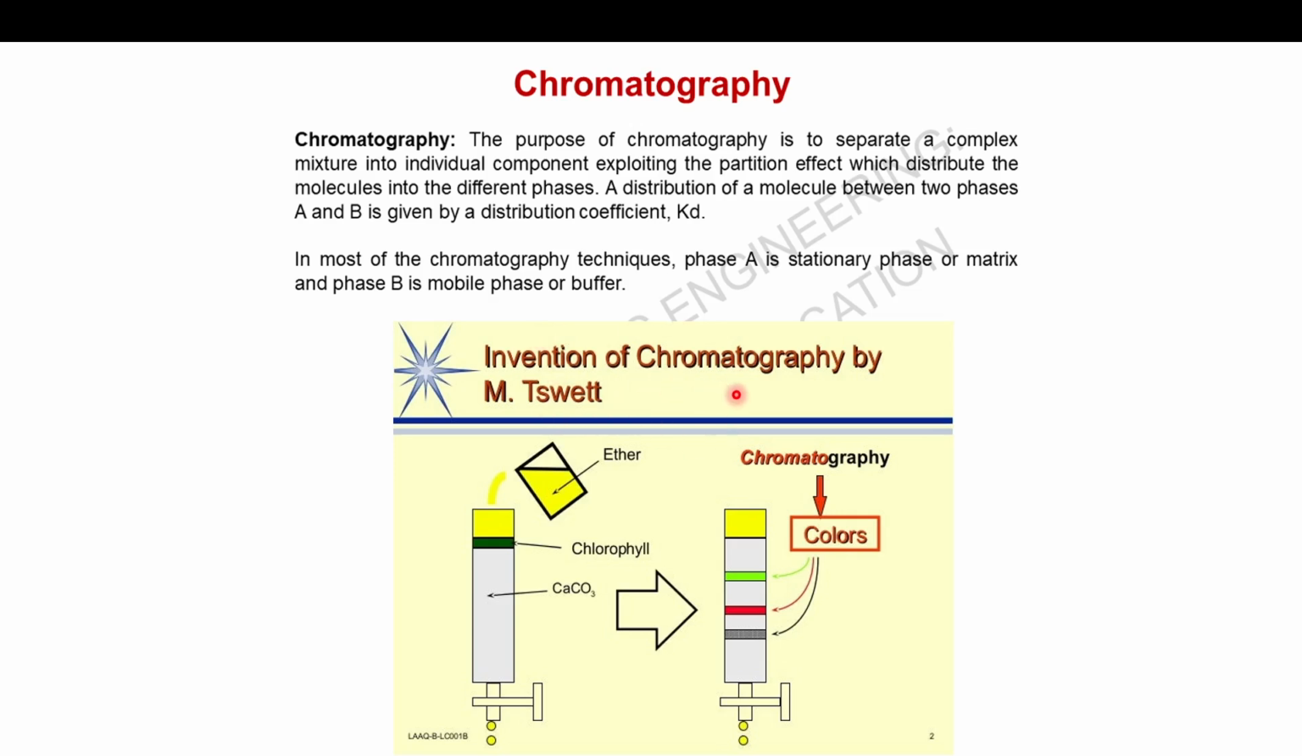So actually chromatography was invented by M. Sweat. Basically what the person did was on a matrix of calcium carbonate, chlorophyll was loaded and the solvent ether was passed. When the chlorophyll pigment was loaded and ether solvent was passed, on the matrix of calcium carbonate, the chlorophyll pigment separated into different colors. So that's where we get the name chromatography. Chroma refers to colors. And Sweat invented the method of chromatography. He performed chromatography for the very first time.